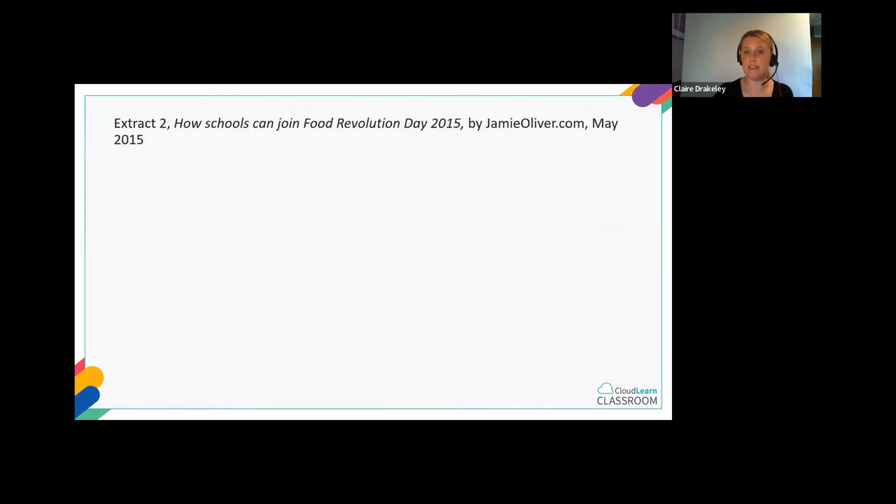This, again, at the top is the information that you would be given in an exam. This is the context that would come with the article. Make sure that you read it. It's massively important, especially for working out things like the viewpoint and the audience. So extract 2 is titled How Schools Can Join Food Revolution Day 2015. This appeared on the website jamieoliver.com in May 2015.